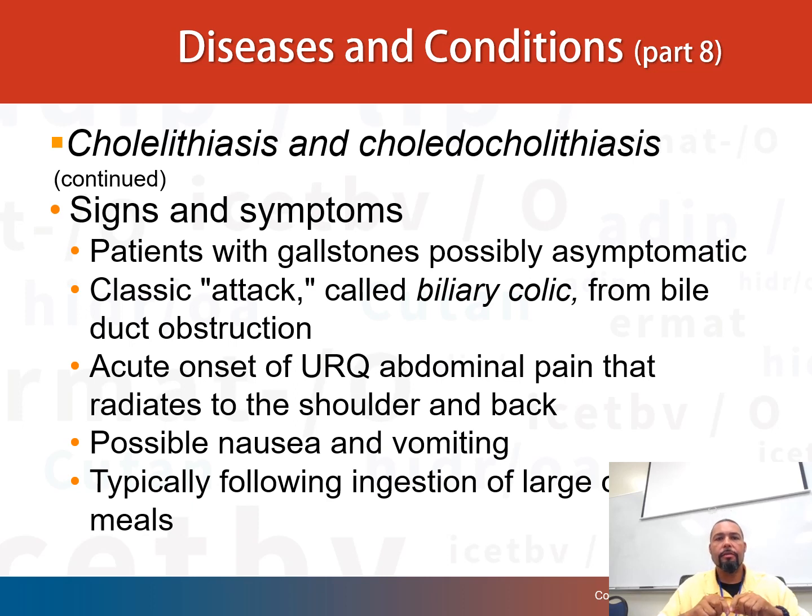Cholelithiasis, some signs and symptoms. Patients with gallstones possibly are asymptomatic. Classic attack from the bile duct obstruction called biliary colic can be seen. Acute onset of upper right quadrant abdominal pain that radiates to the shoulder and back. Some possible nausea, possible vomiting. It typically follows ingestion of a large meal.